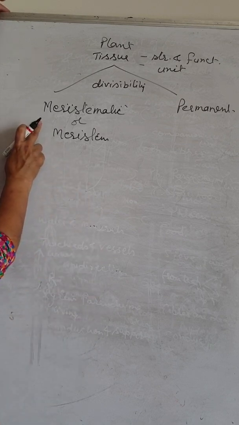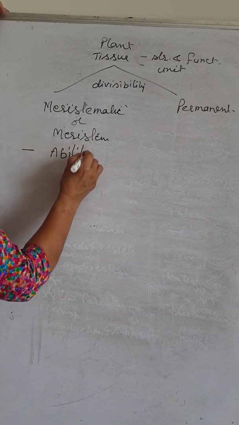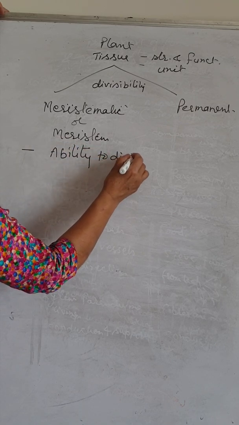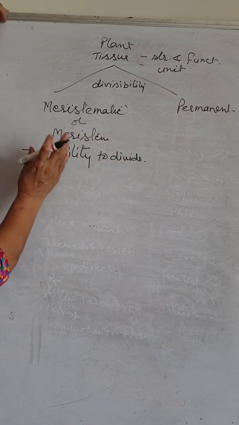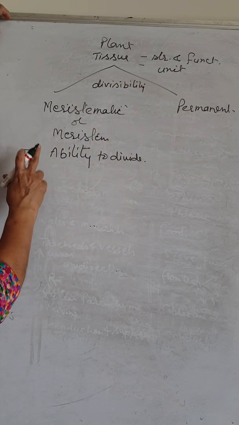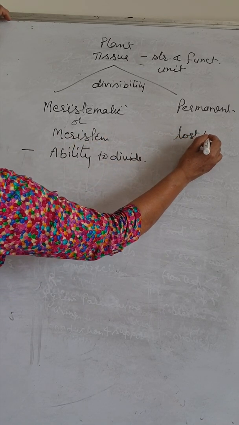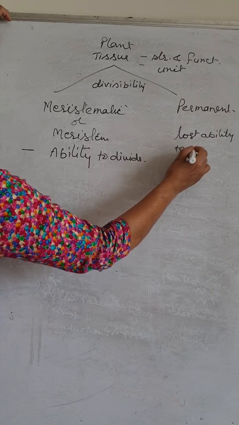The meristematic tissues are those tissues which have the ability to divide. The dividing tissues are called meristematic tissues. If they lose the ability to divide, or we can say when they stop dividing, they form the permanent tissues. So the first difference is that meristematic tissues have the ability to divide, and permanent tissues have lost the ability to divide.